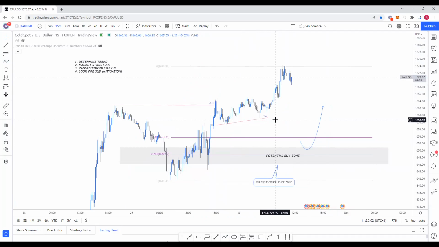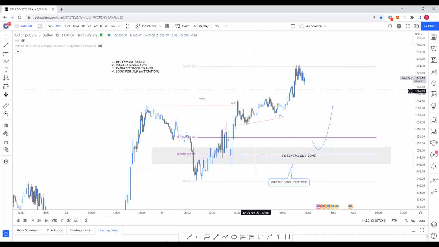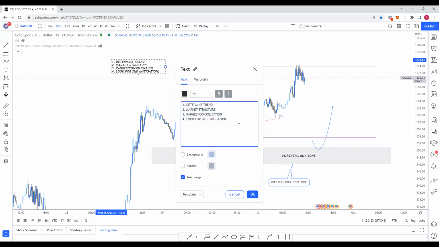And price always tends to mitigate the moves on these levels right here of Fibonacci, between the 0.61 and the 0.76. So when looking for supply and demand zones, you also want to take into consideration that price will mitigate most of the last move, and it will most likely mitigate until the Fibonacci zone. So you want to be looking for supply and demand zones on the Fibonacci. You also want to take into consideration then, well, not last, but almost last, the liquidity plus imbalances.